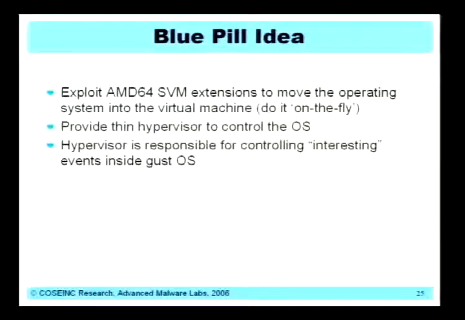The idea behind Blue Pill is to exploit SVM extensions of AMD. Actually, the idea is very similar to what Dino presented just a few hours ago, but he did it on Intel VT, and I did it on SVM. So the idea is to provide a very thin hypervisor, which will control the OS, and the hypervisor will be responsible for intercepting any interesting events. And which events will be interesting depends on what we actually want to implement. Keylogger, kernel backdoor, whatever.